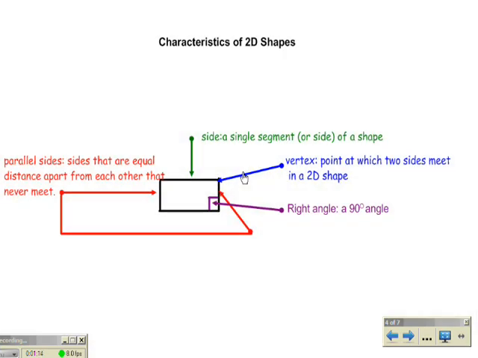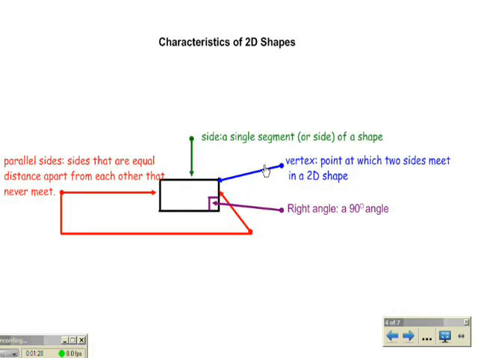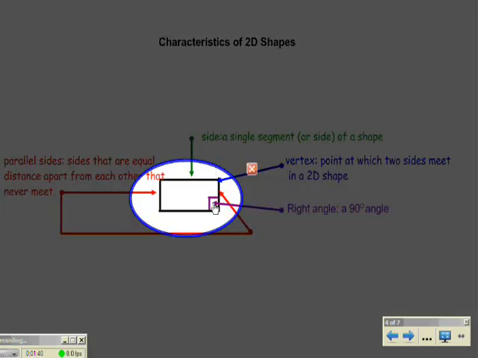Whether the shape has one or more parallel sides. Parallel sides are sides that are equal distance apart from each other, but that never meet. In a rectangle, we have two sets of parallel sides. Whether all sides are equal, and in this case they are not. Whether the figure has four right angles. You can see the figure does have four right angles. 1, 2, 3, 4.